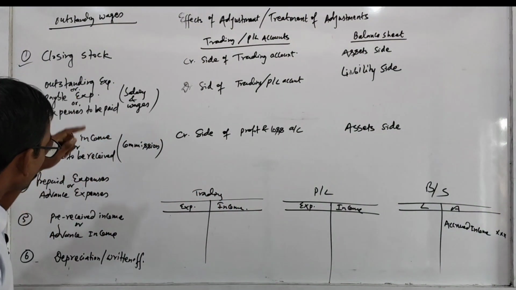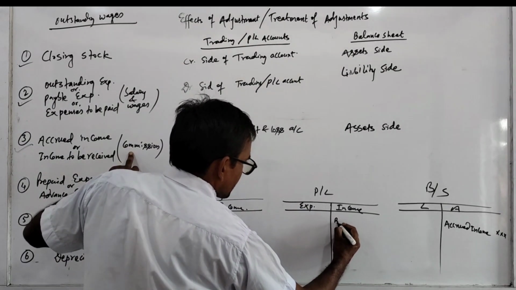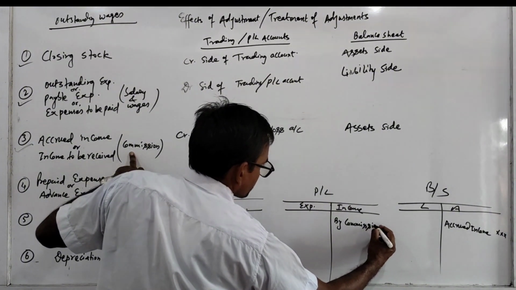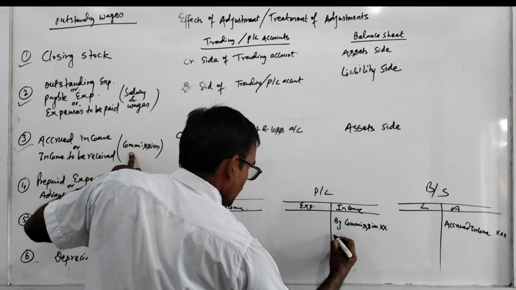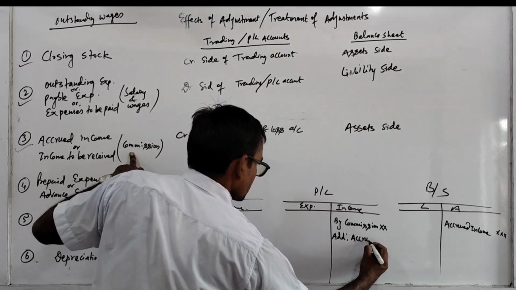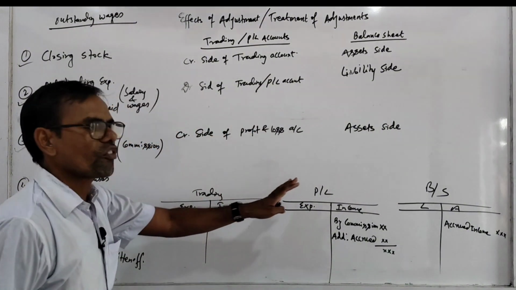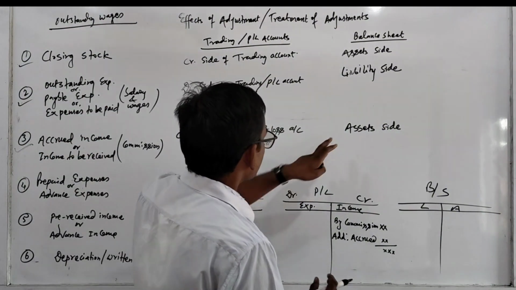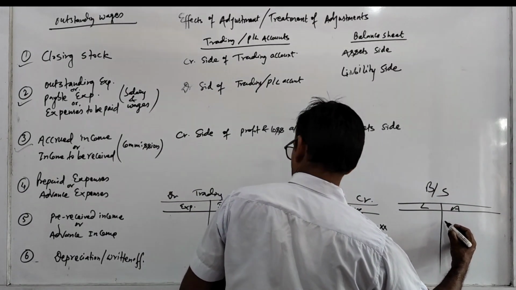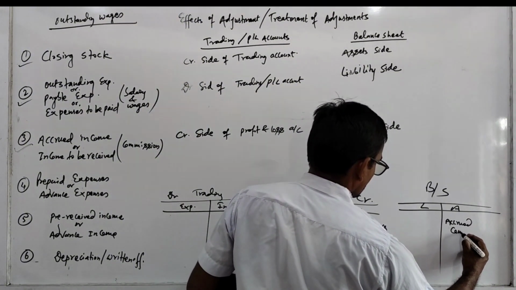So you see in trial balance there is commission, and the commission is recorded in income side here by commission. This is from trial balance, and now you have to add accrued commission. This accrued commission you have to add in profit and loss account, and because it is recorded in asset side, you have to write in asset side. How do you write? You will write here accrued commission.